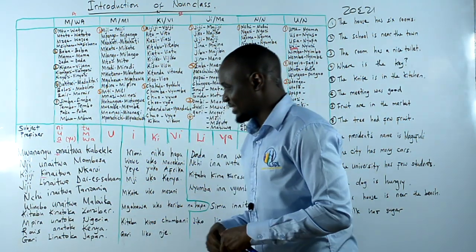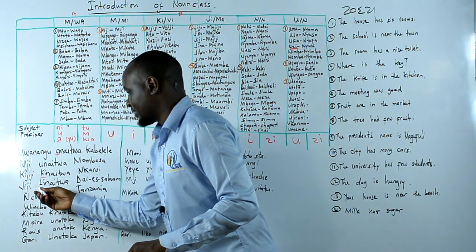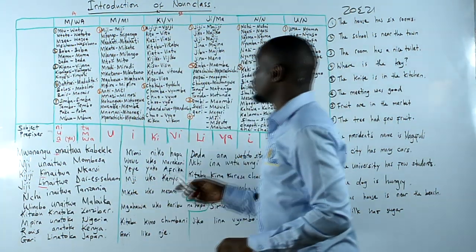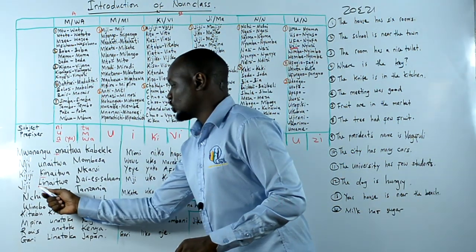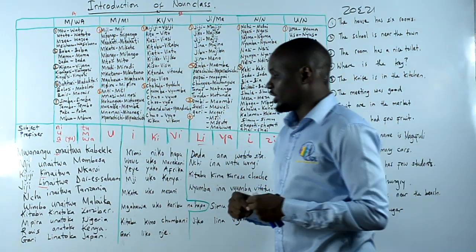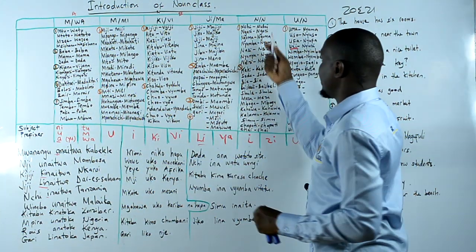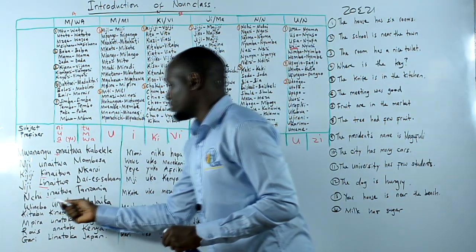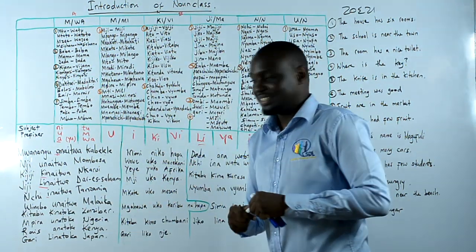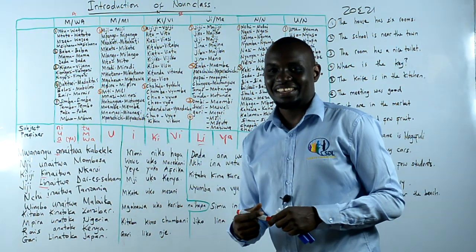So let's continue translating. Jiji linaitwa Dar es Salaam. The city, jiji, comes from jima, linaitwa. Jiji linaitwa Dar es Salaam. Nchi inaitwa Tanzania. Nchi where? N class. Nchi, the country, inaitwa. So nchi inaitwa Tanzania. You see that? Wimbo unaitwa malaika.